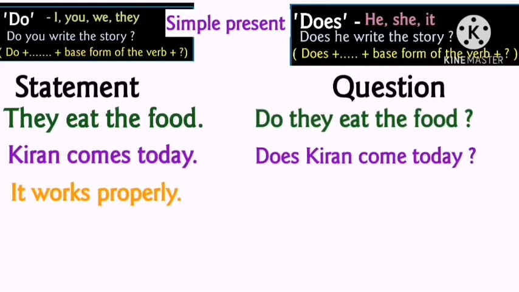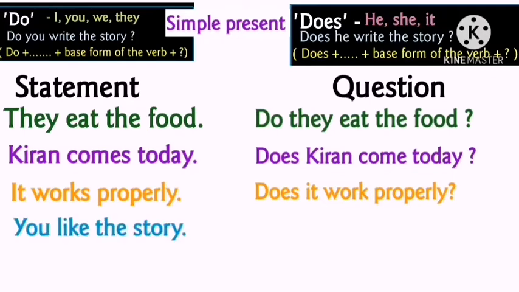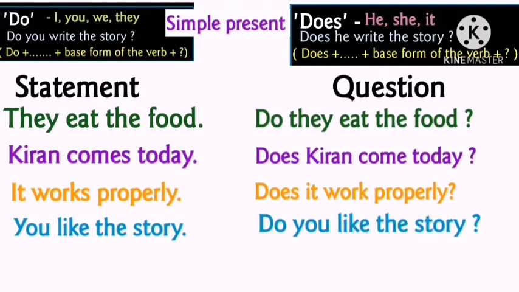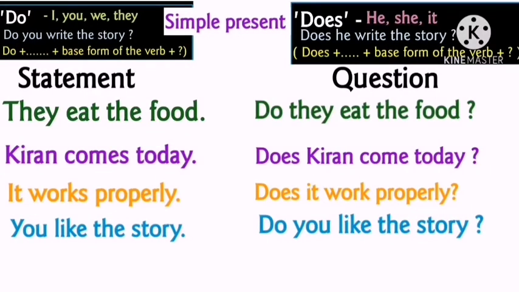See the next one. It works properly. Here the subject is it, so we'll start with does. Does it work properly? We'll use the base form of the verb work. We do not add s. See the next one. You like the story. Here, which is the subject? Yes, you. So how do we start the question? Do. Do you like the story?